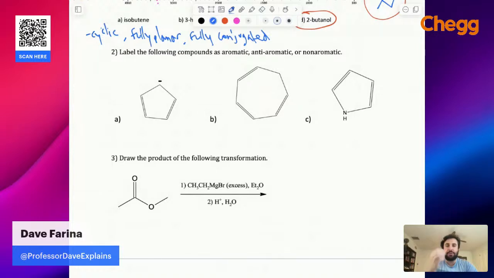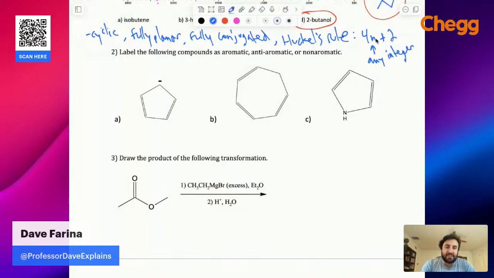There cannot be any portion of the ring upon which the pi electron density does not go. There cannot be any part of the ring that is isolated from the conjugation, from the pi electron density. And then lastly, it has to satisfy Huckel's rule. Huckel's rule states that the number of pi electrons that are conjugated, that are potentially generating aromaticity, must satisfy 4n plus 2, where n is any integer.